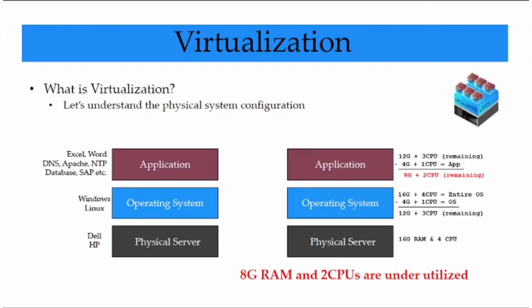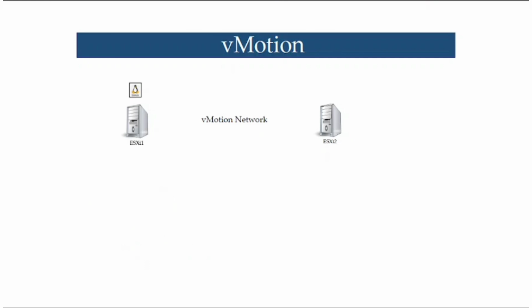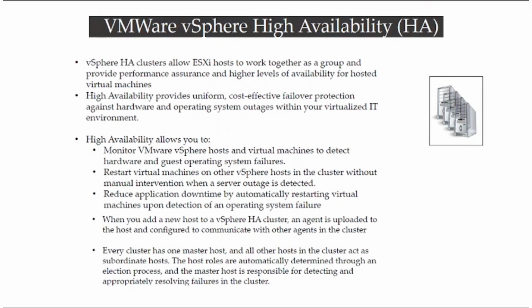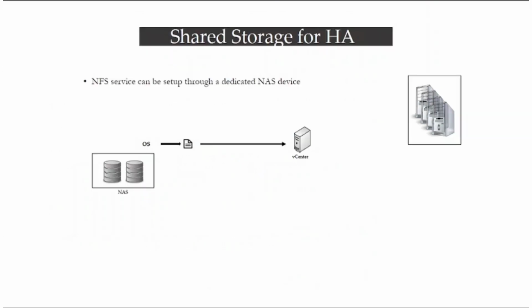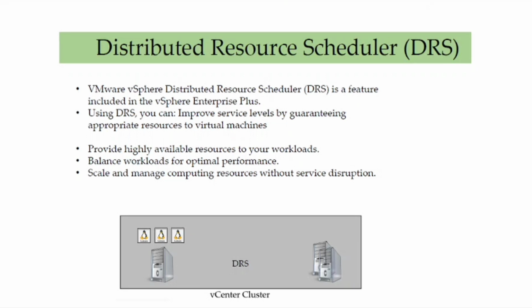In this video, we will learn about vCenter and VMware ESXi virtualization, and how to migrate one virtual machine to another ESXi host using vMotion. We will also discuss VMware clusters and high availability, how to configure high availability, how to configure shared storage for high availability, and the Distributed Resource Scheduler (DRS). Everything will be discussed with practicals, so you will be able to learn how to configure all these things in the vCenter server.